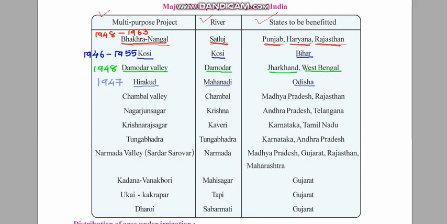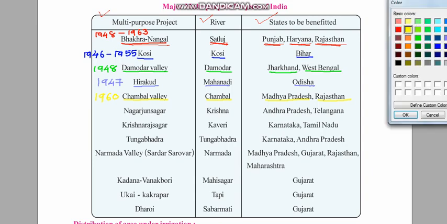The next is Chambal Valley project. Now Chambal is very famous for its dacoits, right, dakus, and it is built on the river Chambal. The benefited states are Madhya Pradesh and Rajasthan. This project was started after independence in the year 1960.